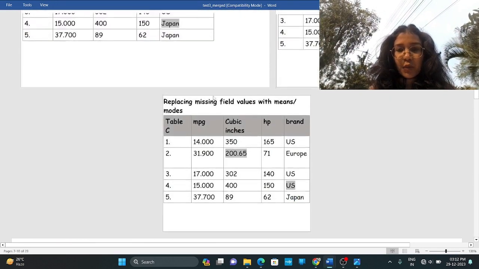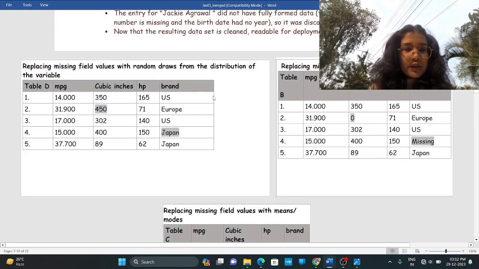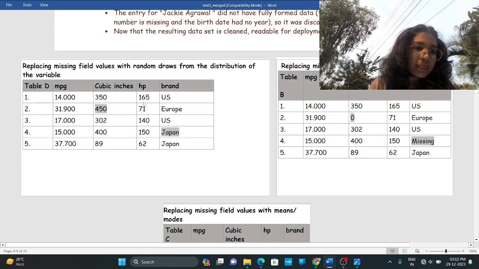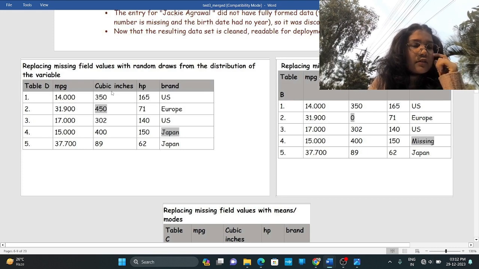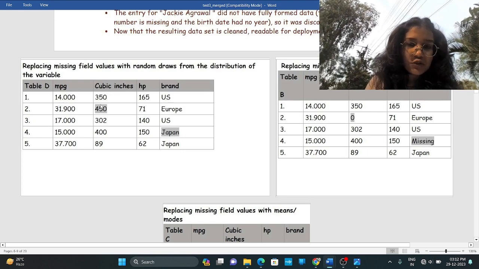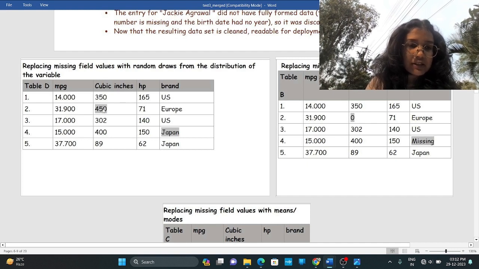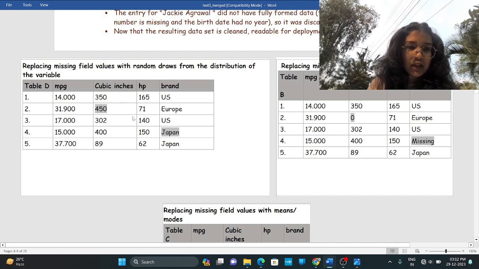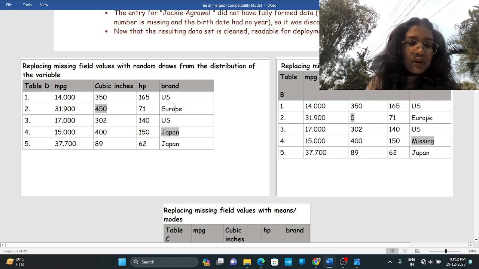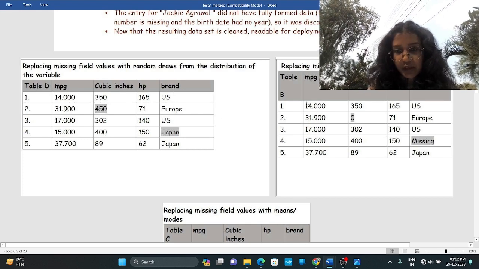Replacing missing field with random draws for the distribution of the variables. In table D, serial number 2, cubic inches is replaced by 450, and brand in serial number 4 is replaced by Japan.